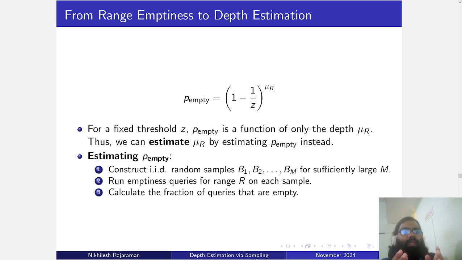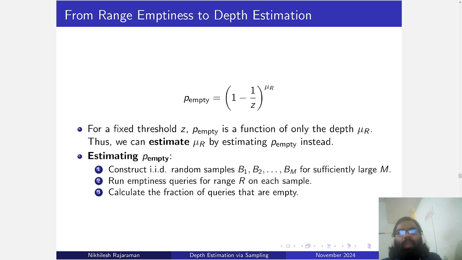So if there are n objects in total, each Bi in expectation is going to have a size n/z, since we have n objects and we're sampling them with probability 1/z. And what we have here is m independent samples, each of which is of size roughly n/z. Now that we have these random samples, we'll take our query range R, check whether R is empty in each of these samples, and count how many of these samples our range R is empty in.